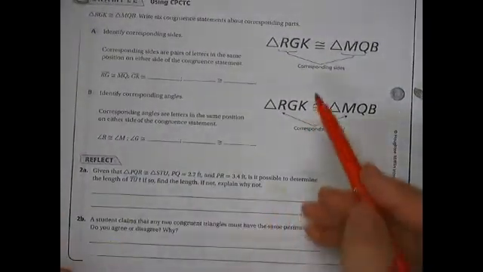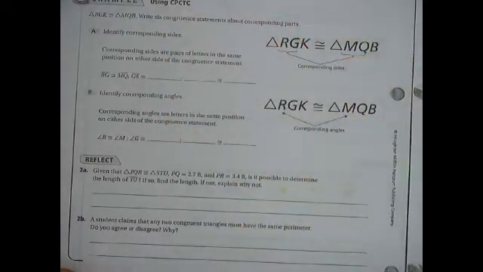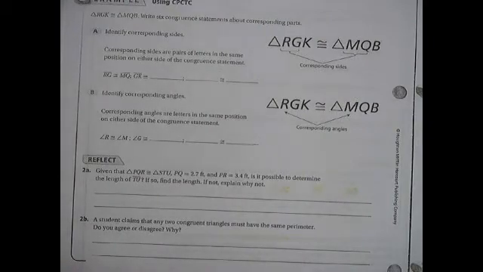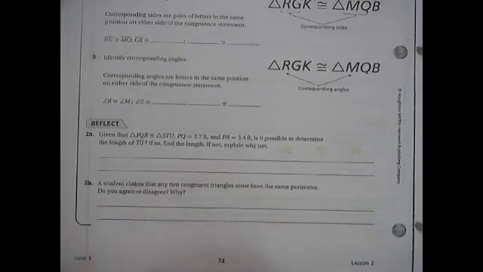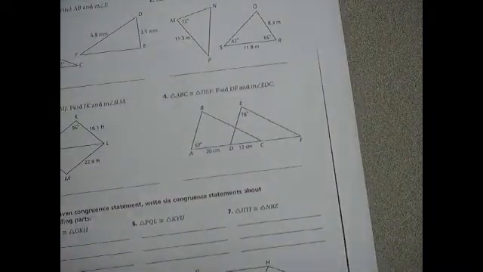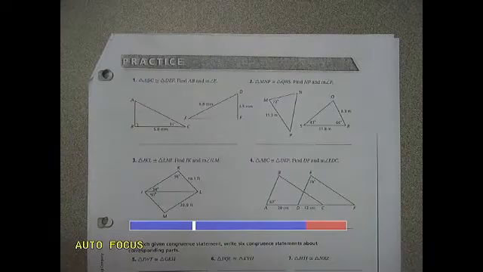Okay? All right. Please work through example 2 using corresponding parts of congruent triangles. I think it's pretty self-explanatory. It's going to give you a little bit of practice matching these things up. Okay. All right, and then continue down to reflect 2A and 2B. And we'll talk about that first thing tomorrow.